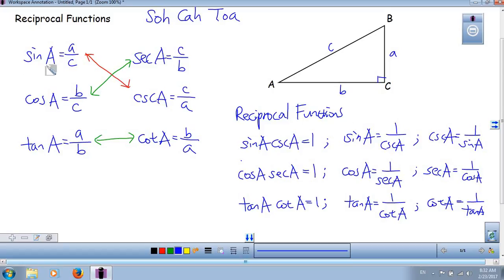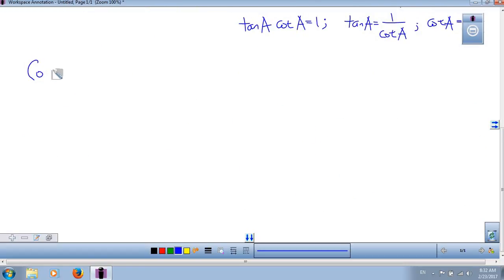So if you know the sine of an angle, you automatically know the cosecant of the angle. If you know the cosine of the angle, you automatically know the secant. If you know the tangent of the angle, you automatically know the cotangent. That's why if you know these three, sine, cosine, tangent, you can find secant, cosecant, and cotangent, and vice versa. Okay? So this is a very important relationship that we will explore a little bit later down the road. They're called reciprocal functions. Okay, let's move on to another important relationship called cofunctions.